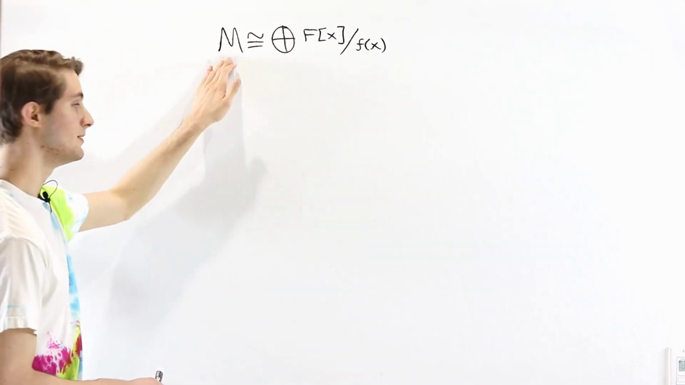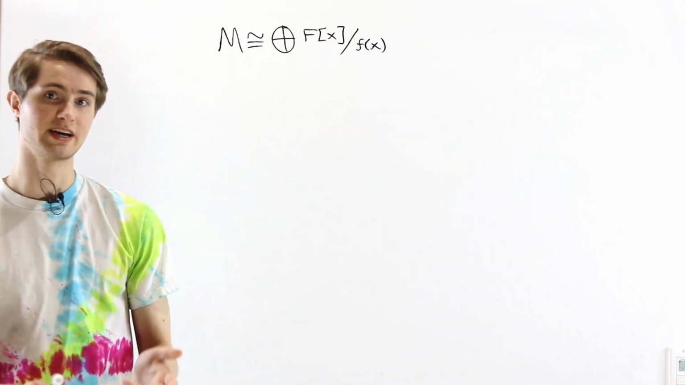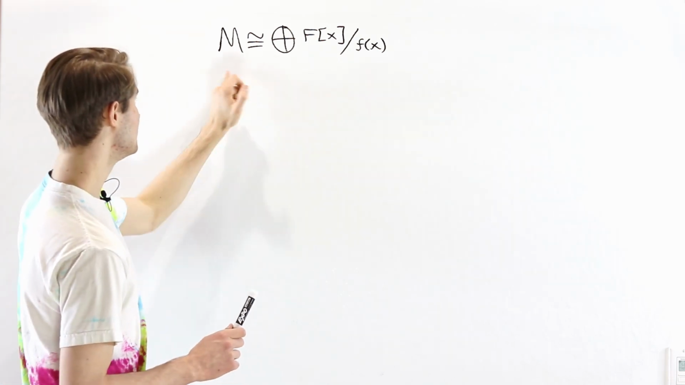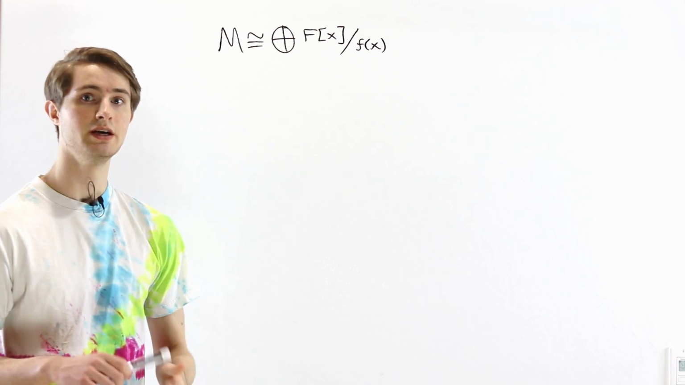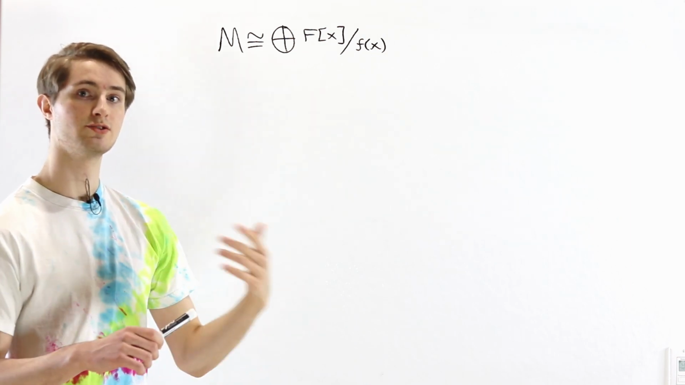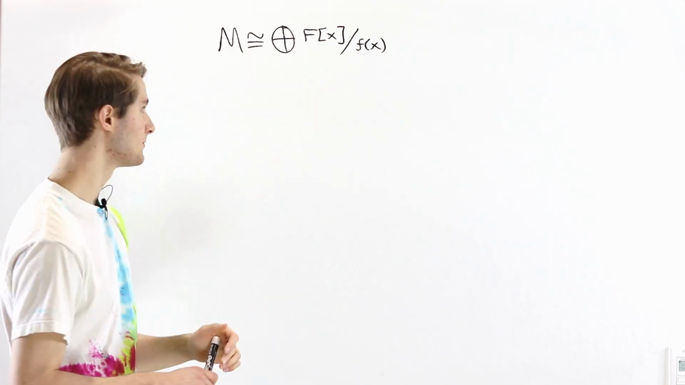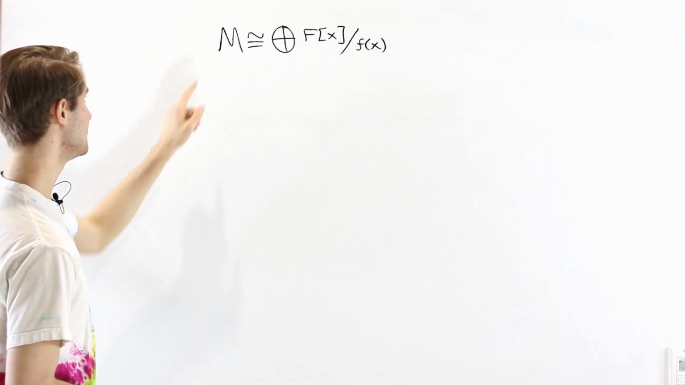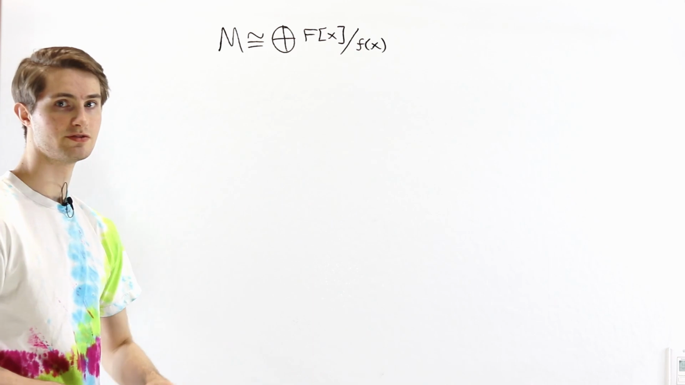Now we know since M is an F[x] module, it's a vector space. So let's first think about finding a basis for this form of M, and then we can start thinking about what multiplication by x looks like. Since M is a vector space over F, our goal is to find a basis for M over F.